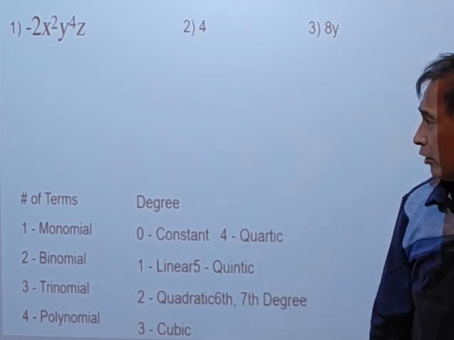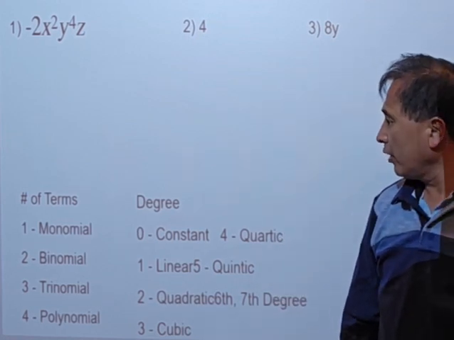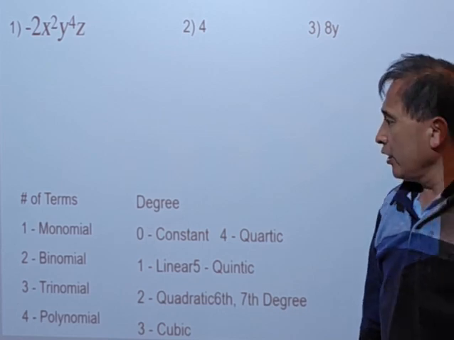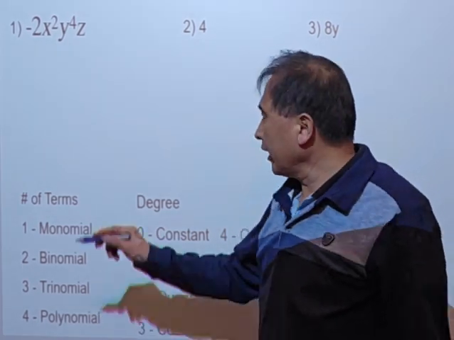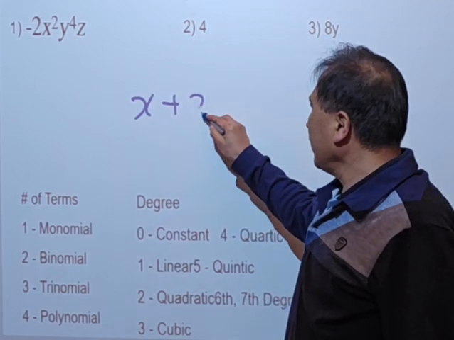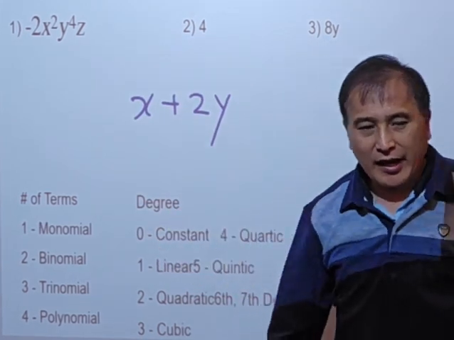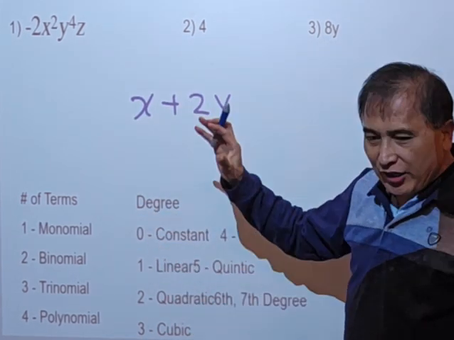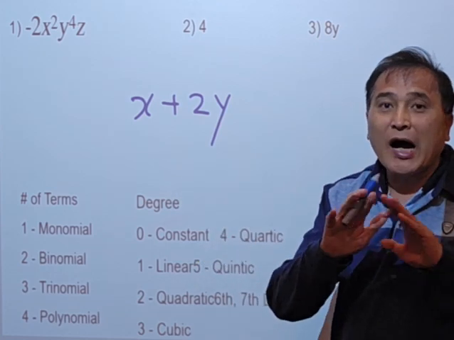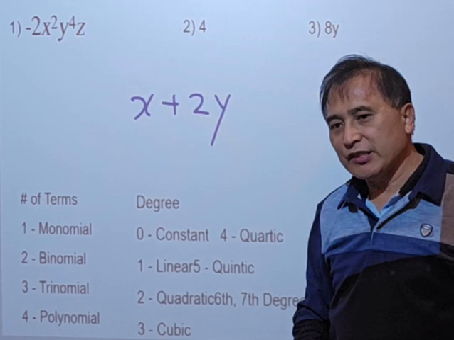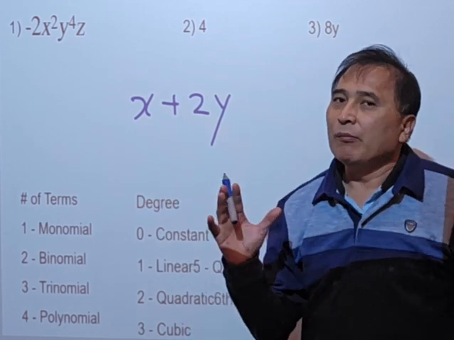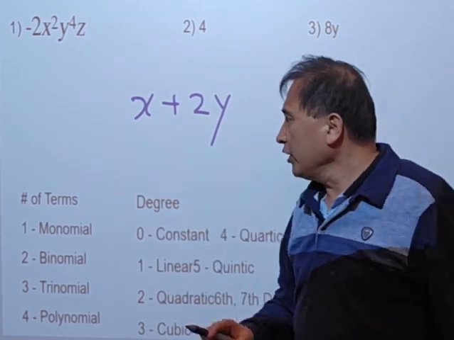Hi, today we are going to learn the number of terms and the degree of polynomials. So first, the number of terms: an expression like ax + 2y. If we have addition or subtraction, that divides the terms. Multiplication, division, and parentheses with powers are strong enough to hold things together.